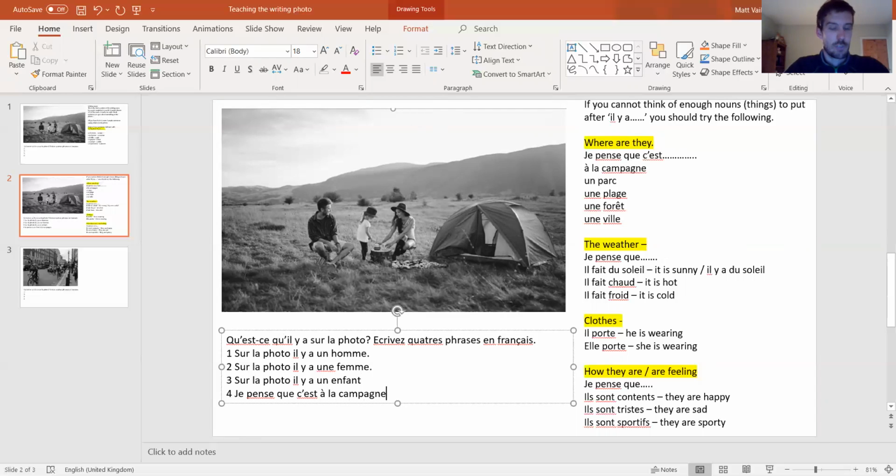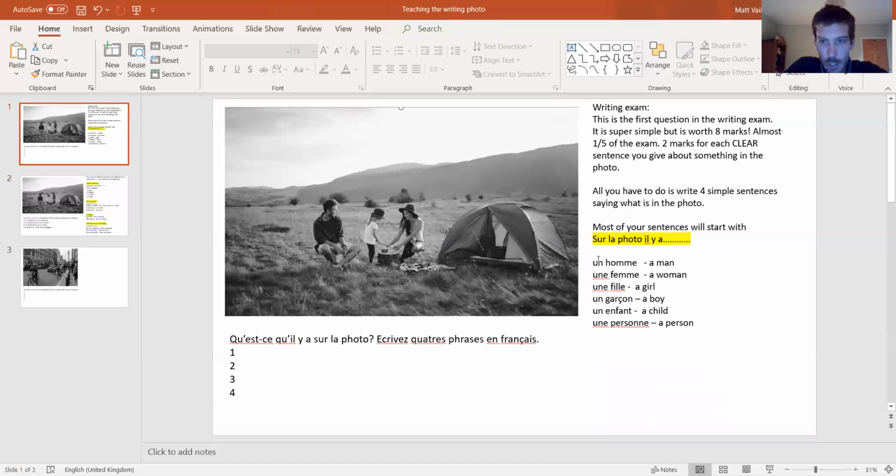I think it's in the countryside. Full stop. 2 marks. 2 marks for each sentence. That is 8 marks. Done. Really easy. The main things you absolutely have to learn, you need to make sure you know these exactly.